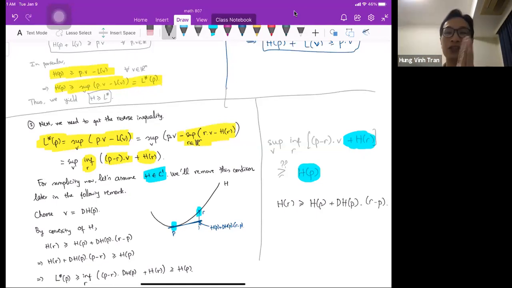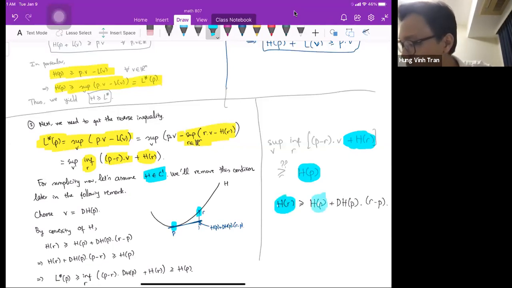That's a natural property, right? If you use the affine function touching the graph at that point, it's always below our graph, right? That's the convexity property. And if you compare, this is exactly H of R occurring, H of P occurring. So naturally you see that these two should match. Okay.